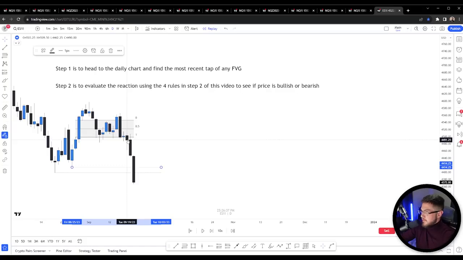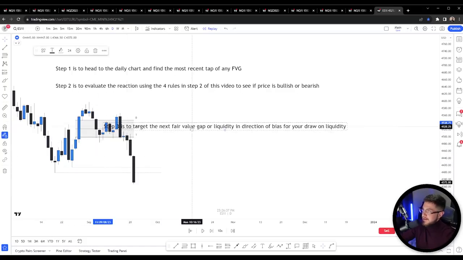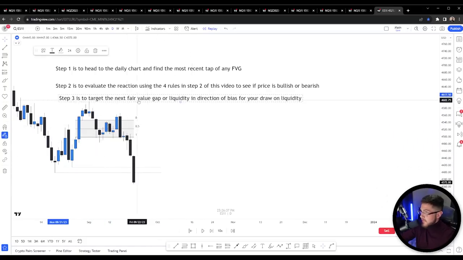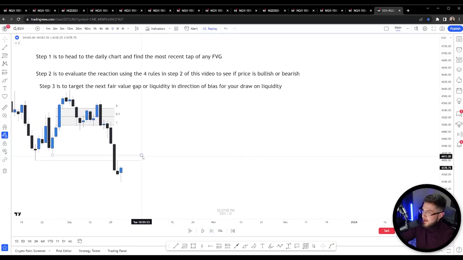You would have been selling the market all the way down into this low, because that is step 3, which is to target the next fair value gap or the next liquidity in the direction of your bias for your draw on liquidity. On all these days, you would have been selling, and you would have been selling very successfully. So let's wait and see what happens next.